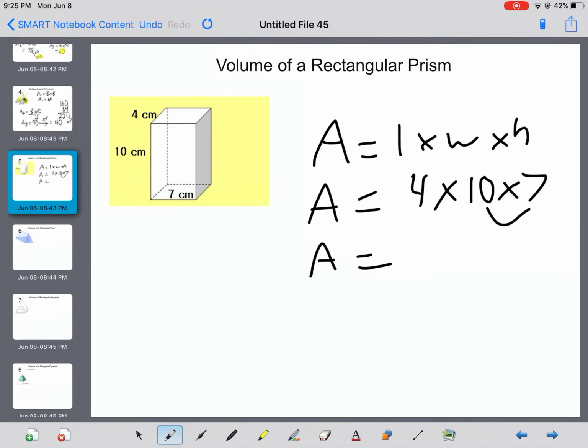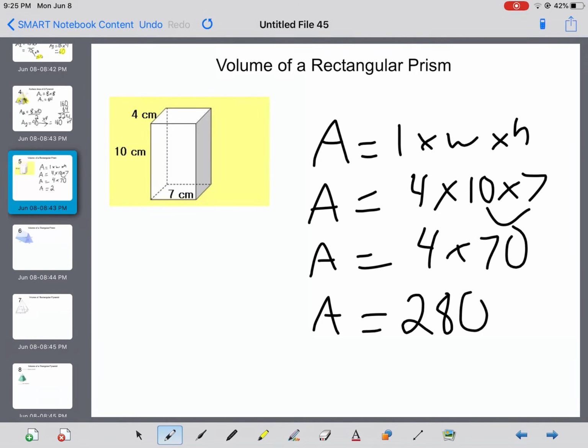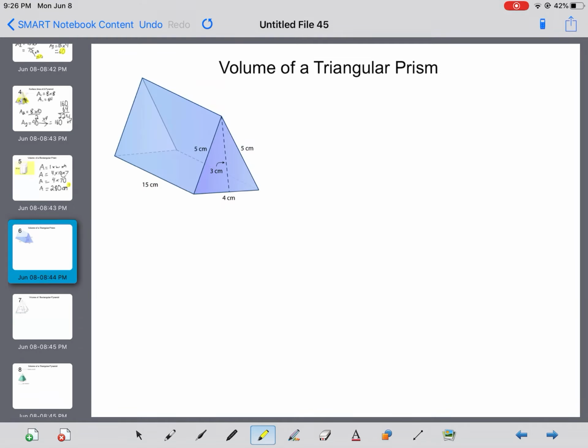I think 10 times, not times 70, times 10. 70. Ugh, 4 times 10 times 7. So I'm getting ahead of myself. So I get 4 times 70, and then I would get 280 centimeters cubed, or cubic centimeters, because I'm talking about volume. So for volume of a rectangular prism, it's very simple. Just multiply all 3 numbers that you see.